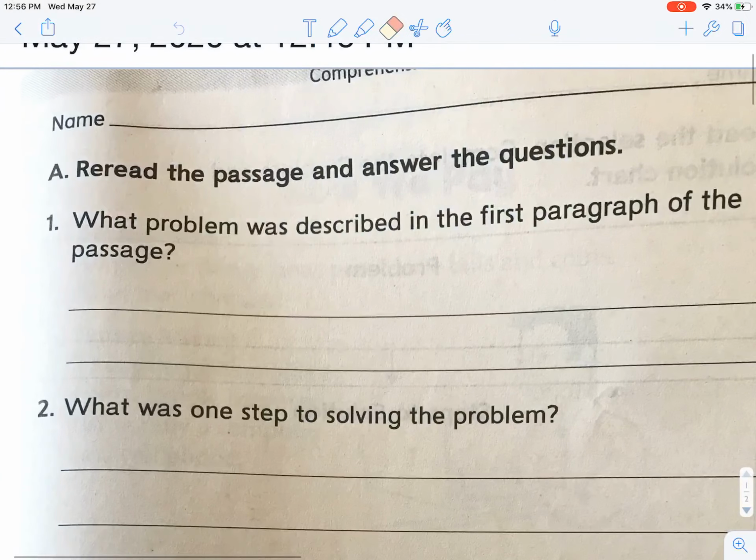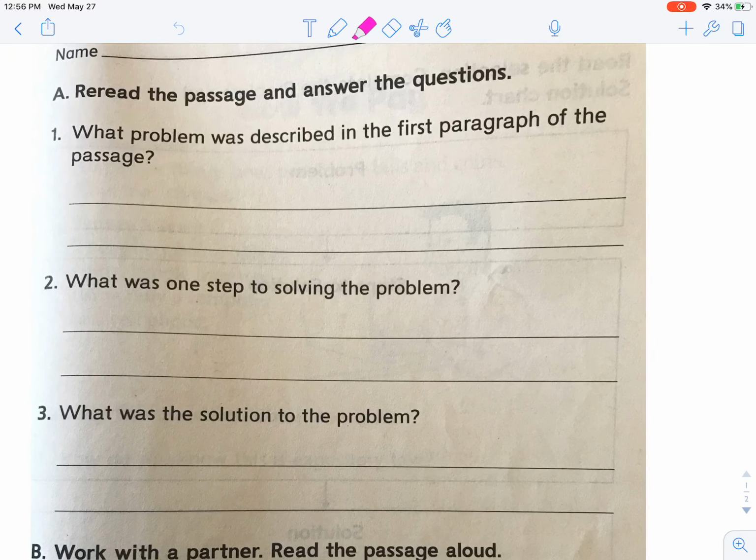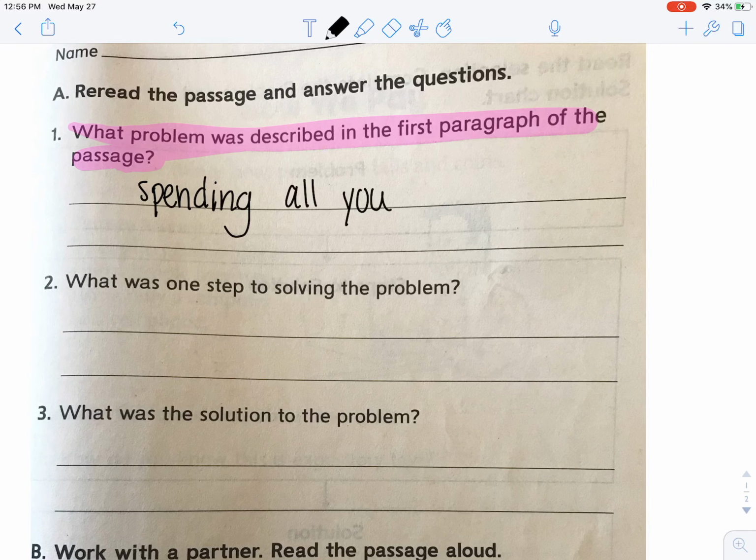Now let's look at the question page. There's only 3. Let's do them together. Number 1 says, what problem was described in the first paragraph of the passage? Remember what the problem was? Spending all your money. They said that might be a problem if you don't save. You might spend everything, spending all your money.